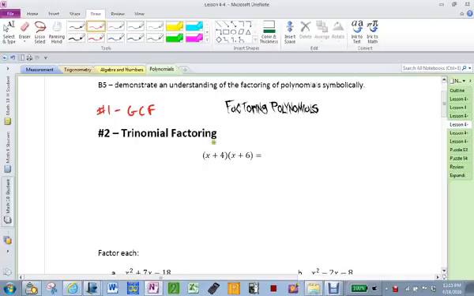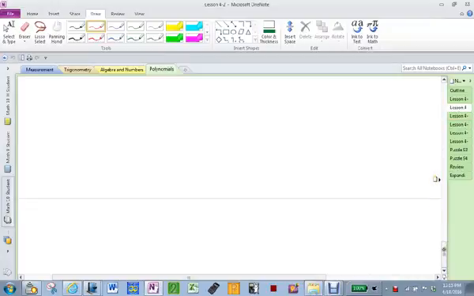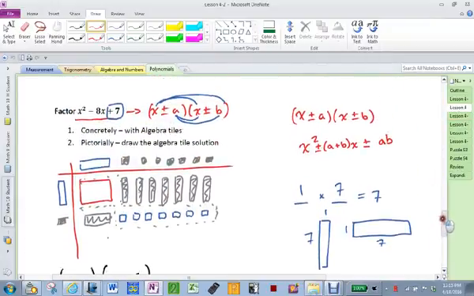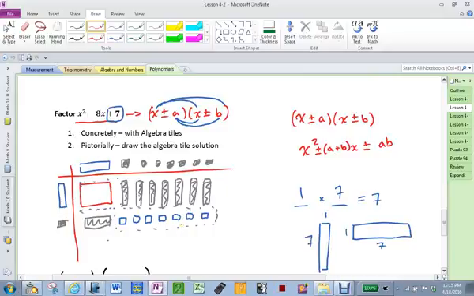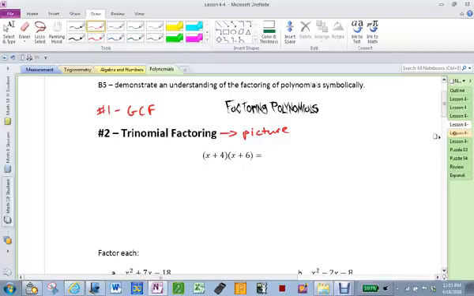Okay. You've also done trinomial factoring, but only with a picture. You did it right here. Okay? You actually know how to do trinomial factoring with a picture. But today, we're going to get rid of that. We're going to do this algebraically.